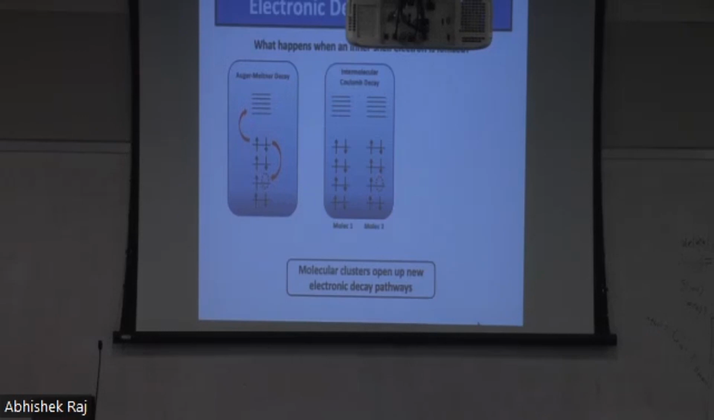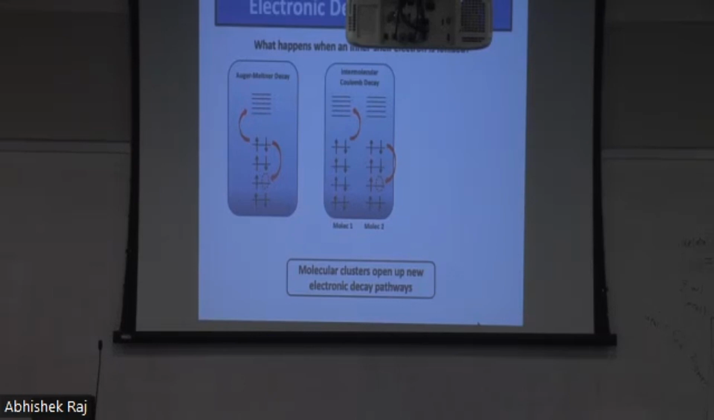Now, what happens if I have two molecules? Well, what's cool is molecular clusters really open up new pathways for this electronic relaxation. So let's say I have two molecules, I generate a hole on molecule 2, I can relax down, and now I can have energy transfer to molecule 1 and ionize an electron on molecule 1. So same type of picture as Auger processes, but now it's between molecules. This is referred to as intermolecular Coulomb decay, and has been observed in water clusters and weakly hydrogen bonded systems. It's been proven that this is a fairly common phenomenon in biological systems.